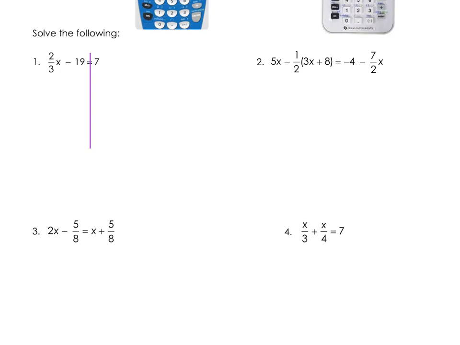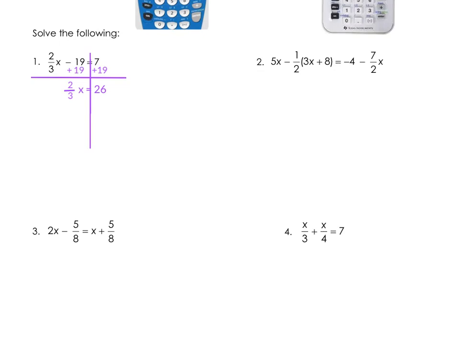There is nothing on either side that can be combined, so now I look for x to be on one side of the equation. Since there's only one x here, the 2/3 x, I am good with that step. So I need to get the -19 away from this term, so I'm going to add the 19 to both sides. Then I get 2/3 x equals 26.